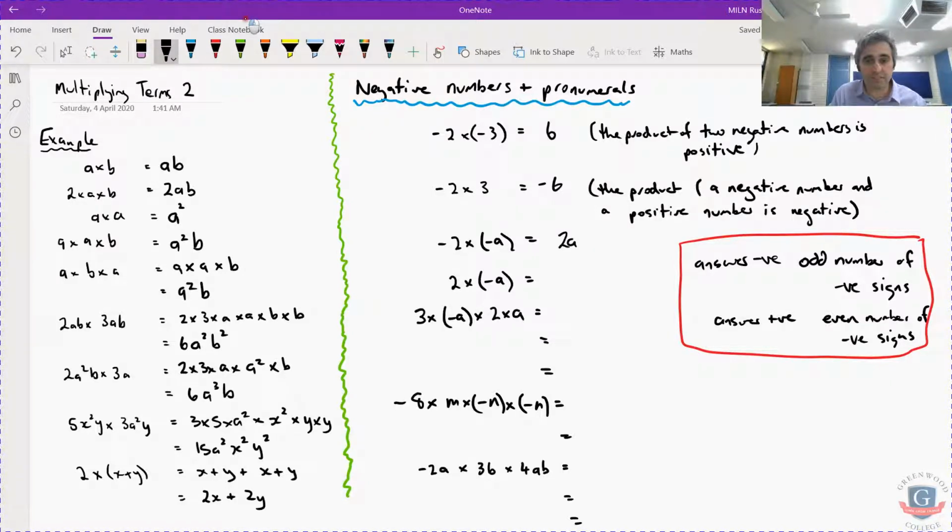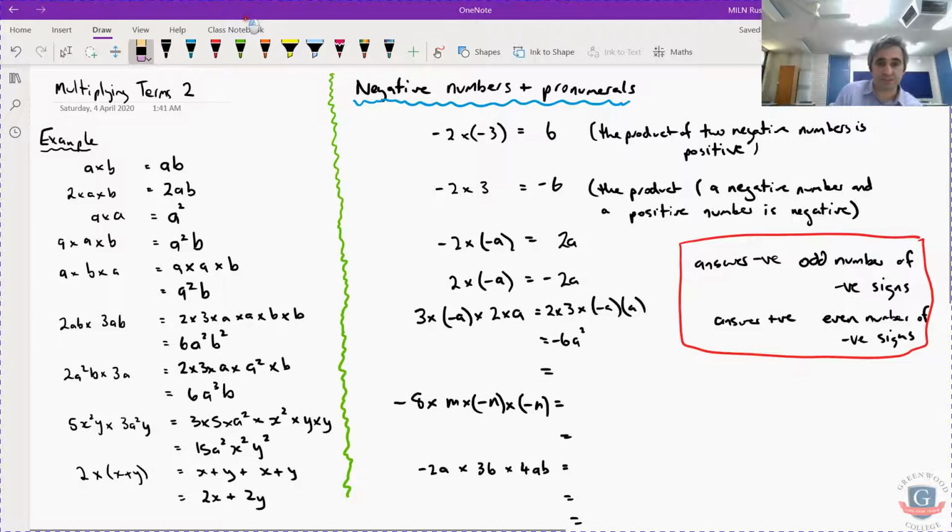Okay, so 2 times negative a, there's an odd number, there's only one negative sign, so it will be negative. 2 times a is still 2a. Now this one we might have to write out, so we're going to end up with 2 times 3 times negative a times a. 2 times 3 is 6. Negative a times a is a squared. And we've got only one negative sign, so that's an odd number of negative signs. The answer will be negative. We don't really need this extra equal sign.